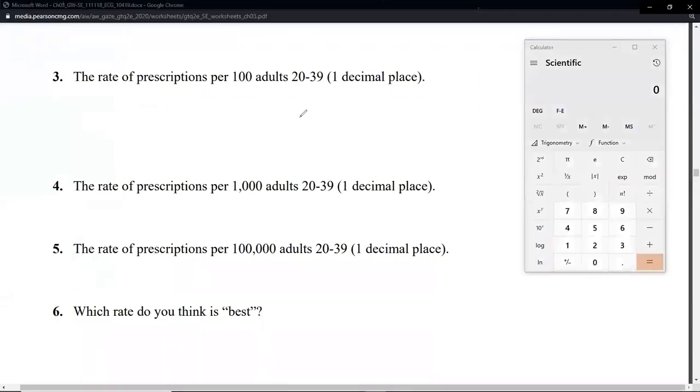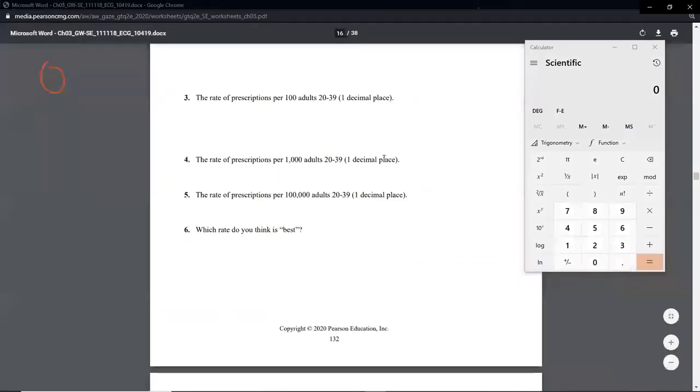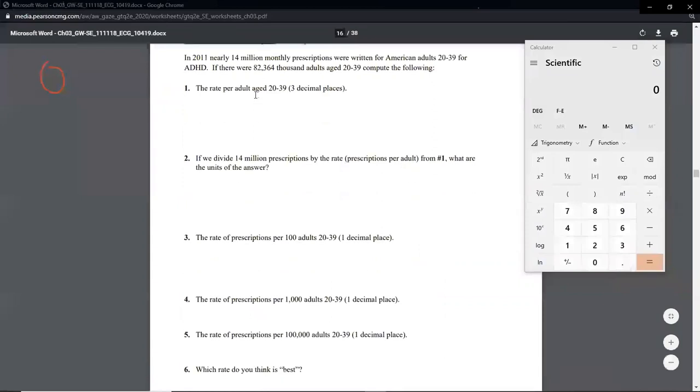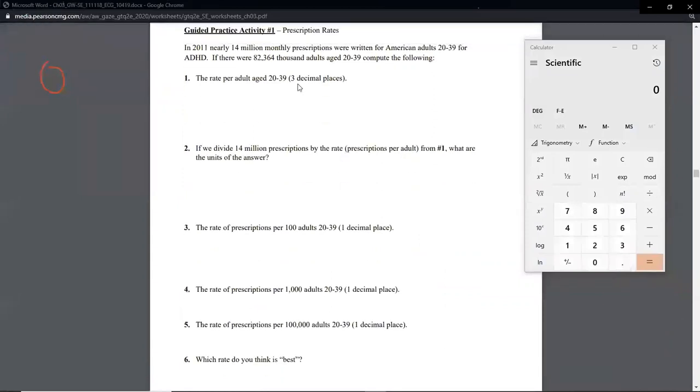Okay, so the rate of prescriptions per 100 adults. We already did 1 through 2. We're starting on 3. The rate of prescriptions per 100 adults, which I guess it would be nice if you could actually see what that number was. So I'm just going to have to leave this zoomed out, unfortunately. That's okay. So we're starting on number 3. The rate of prescriptions per 100 adults. So we have the 14, I can't see, I've got this cursor over it.